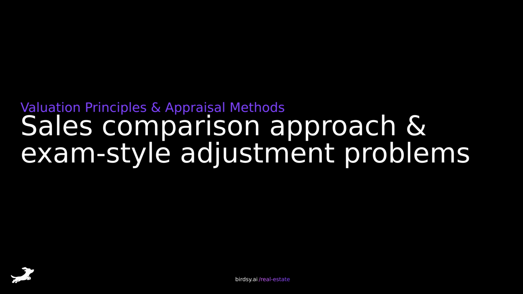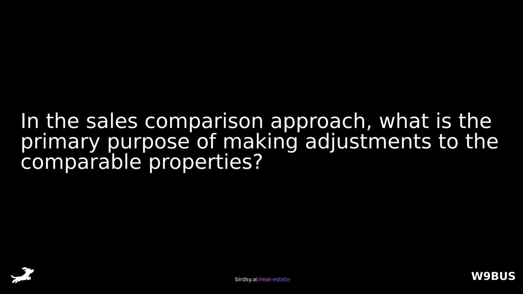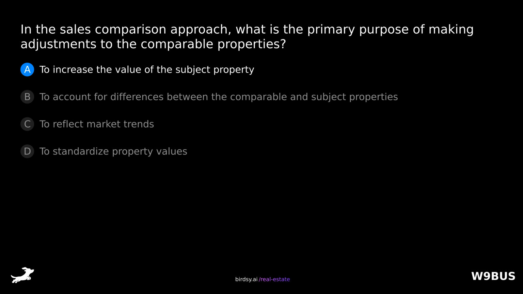Sales comparison approach and exam-style adjustment problems. In the sales comparison approach, what is the primary purpose of making adjustments to the comparable properties? Is it A, to increase the value of the subject property, B, to account for differences between the comparable and subject properties, C, to reflect market trends, or D, to standardize property values? The correct answer is B, to account for differences between the comparable and subject properties.